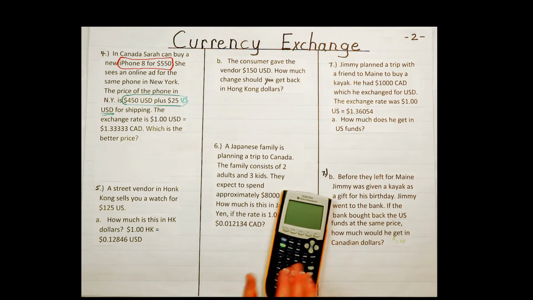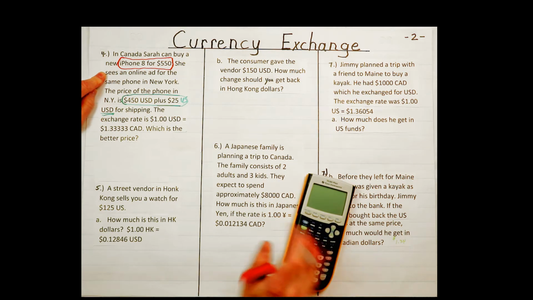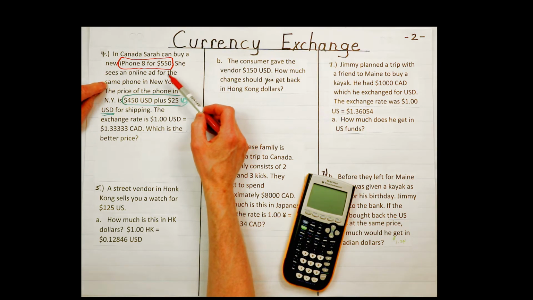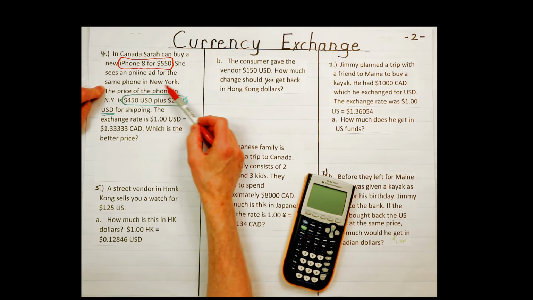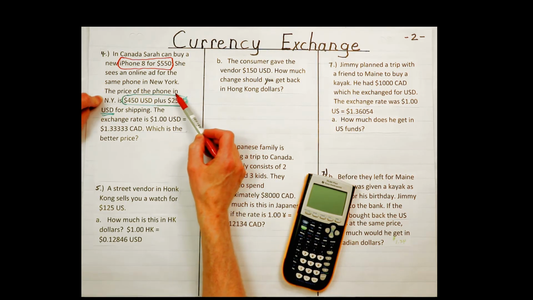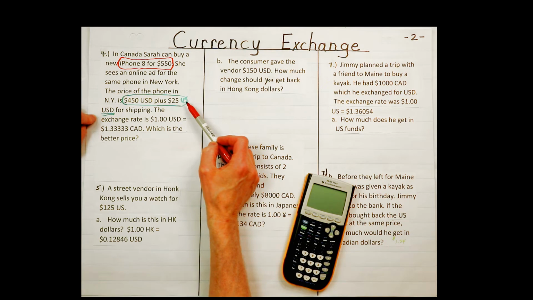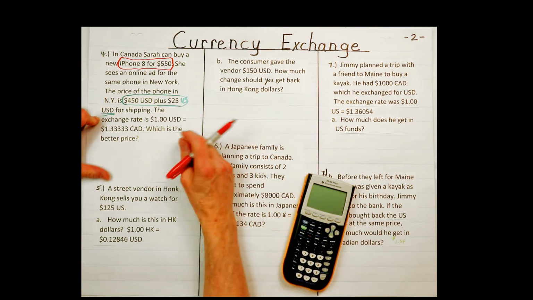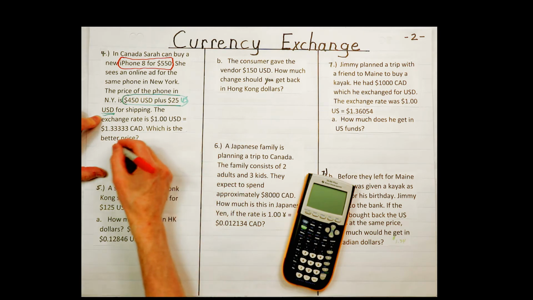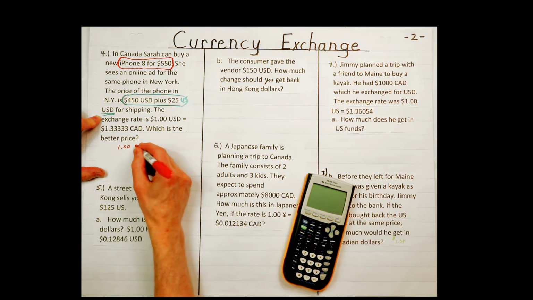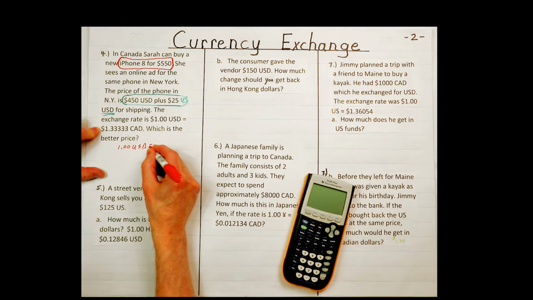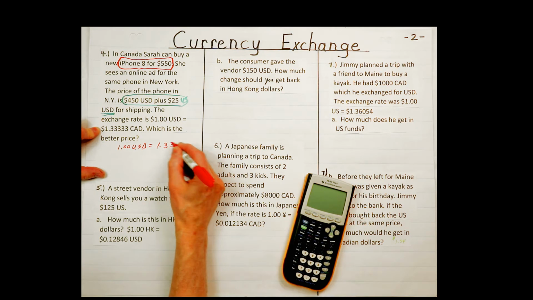Okay, here we are on page 2. Number 4. In Canada, Sarah can buy a new iPhone 8 for $550. She sees an online ad for the same phone in New York. The price of the phone in New York is $450 US plus $25 US for shipping. The exchange rate is $1 US is equal to $1.3333 Canadian.